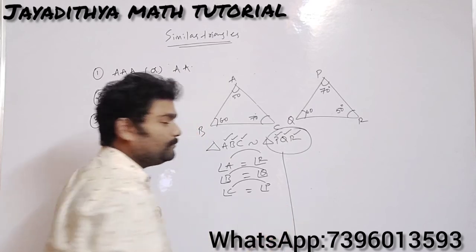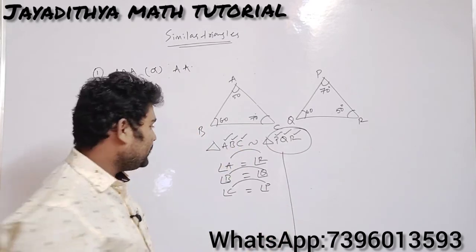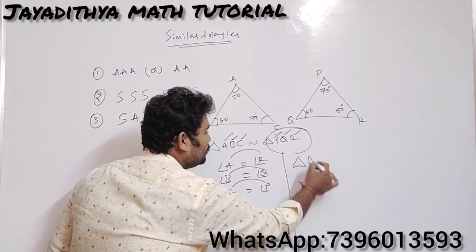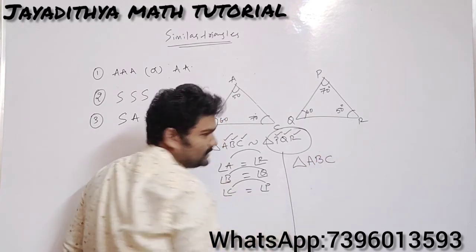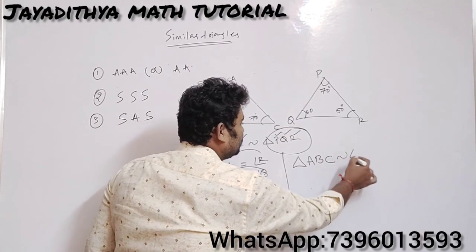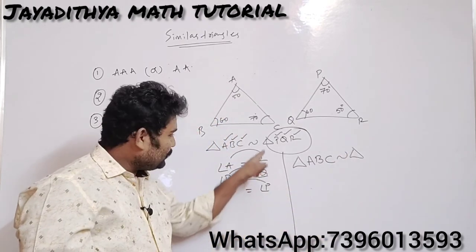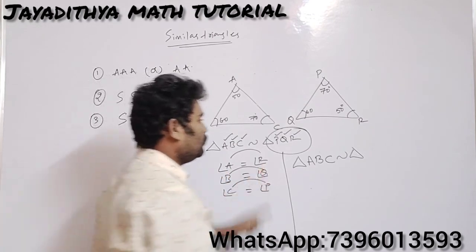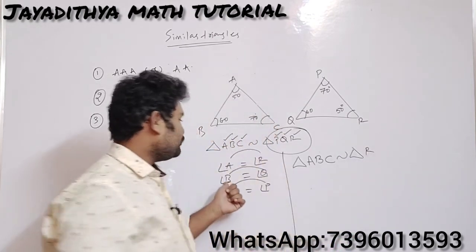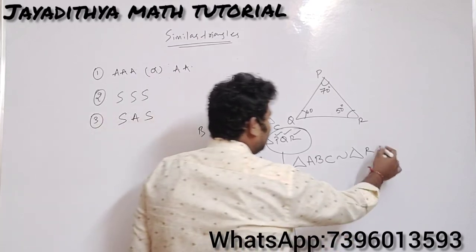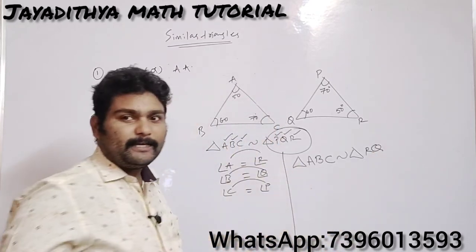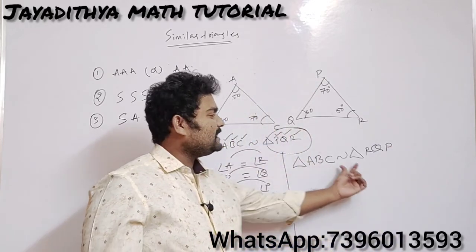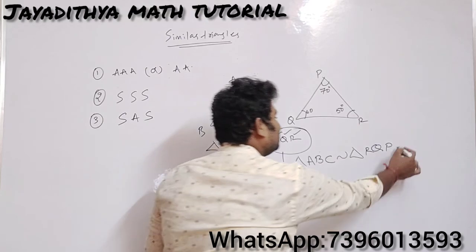So how to write the similarity statement here? See here, ABC is the triangle, so I am writing the first one in order. Triangle ABC is similar to triangle... You should write in this order only. In place of A, what can you take here? R. So this is triangle R. In place of B, what can you take? Q. So I'll take Q. And in place of C, what can I take? P. So triangle ABC is similar to triangle RQP is correct.